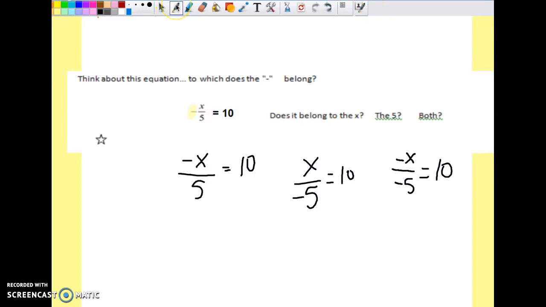Looking at those three scenarios, hopefully you should see two negatives equals a positive. So it's definitely not to both, because that would make my division, or my fraction, however you want to think of it, positive. So then if I look at my other two options, does it belong to my x or does it belong to my 5? The answer is it actually could be either way.